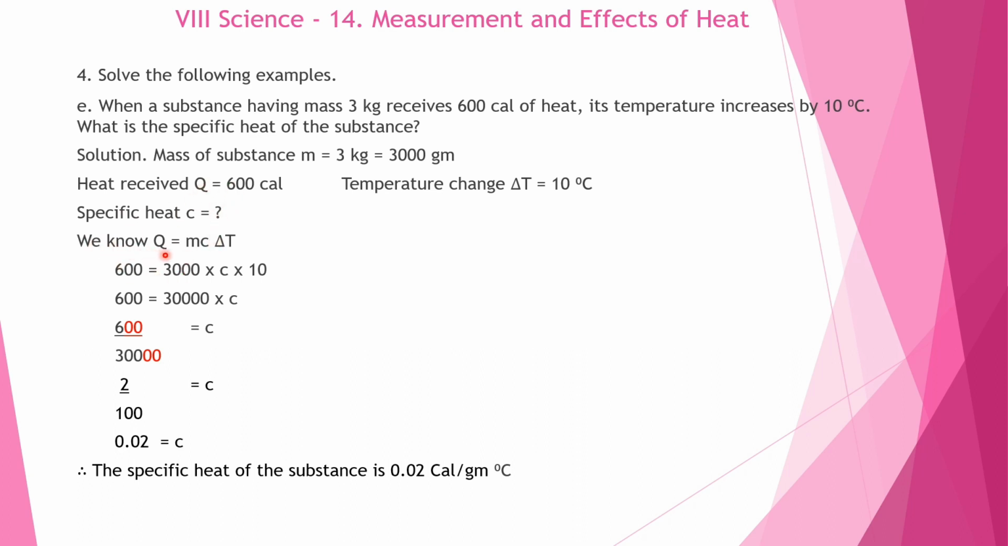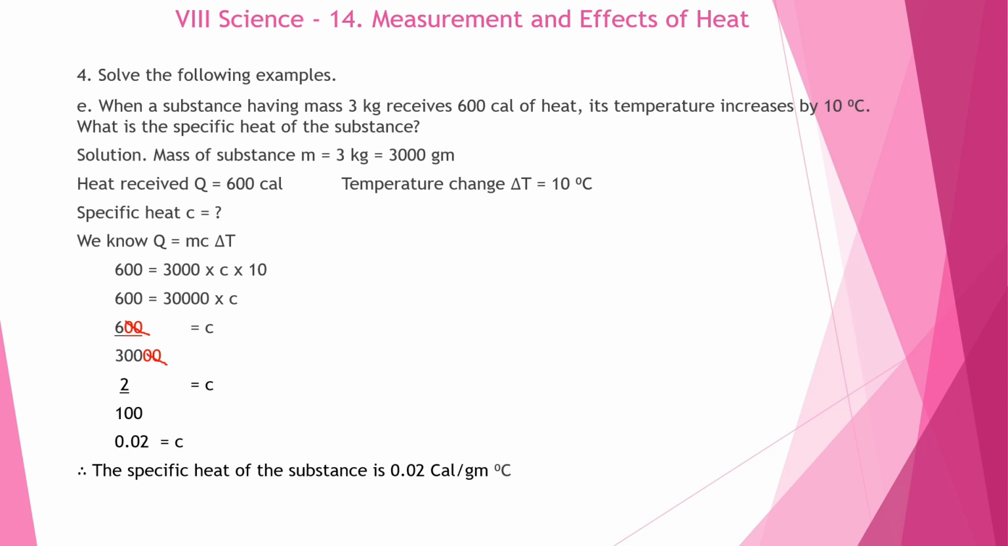We know the formula, Q is equal to MC delta T. Q is 600. M is 3000 grams. We are converting to grams, children, because specific heat is in calories per gram degree Celsius. So we are converting kilogram to grams. 3000 into C into delta T, which is 10. So 600 is equal to, we multiplied these two, children, 3000 into 10 is 30,000 into C. Now shift 30,000 to the other side. Multiplication becomes division. Now these two zeros and these two zeros are getting cancelled.